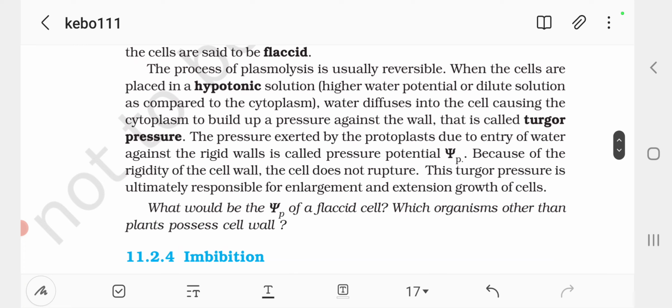When the cells are placed in a hypotonic solution, water diffuses into the cell, causing the cytoplasm to build up a pressure against the wall. That is called turgor pressure. The pressure exerted by the protoplast due to the entry of water against the rigid walls is called pressure potential. Because of the rigidity of the cell wall, the cell does not rupture. This turgor pressure is ultimately responsible for enlargement and extension growth of the cells.